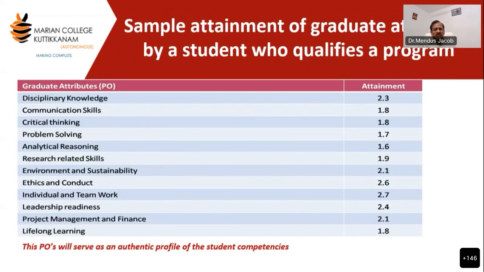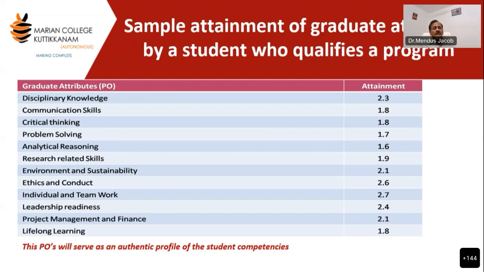You can see underlying threads here. Now, at the end of today's section, we should be able to calculate the outcomes, like the POs. This is an example of a PO calculation. I think you have already gone through this in the previous sessions. Suppose we have the graduate attributes listed here in the first column, and the attainment calculation. Suppose it's for a student who qualifies for a program, this is the value of the graduate attributes. That means for disciplinary knowledge, he got 2.3 out of 3. Similarly, for communication skills, 1.8.